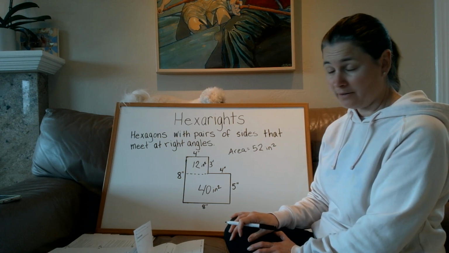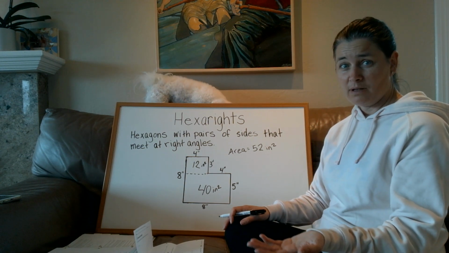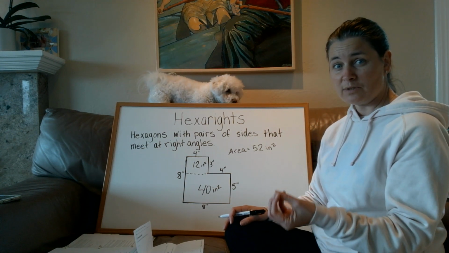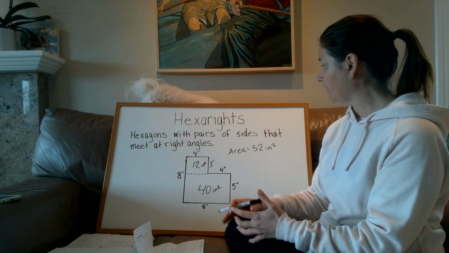Now to find the perimeter. To find the perimeter, we would not be able to do our typical formula of 2 times length plus 2 times width, or 4 times side if it was a square.